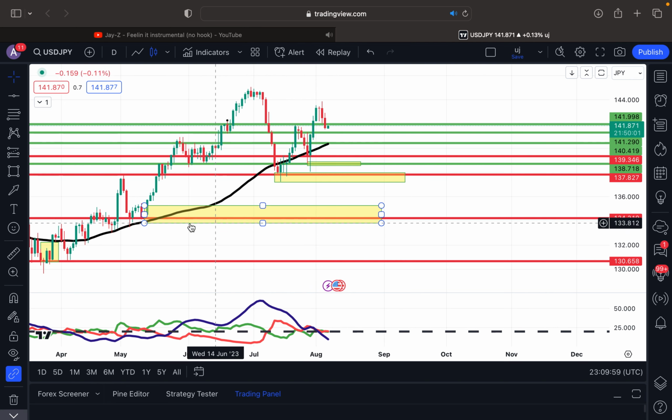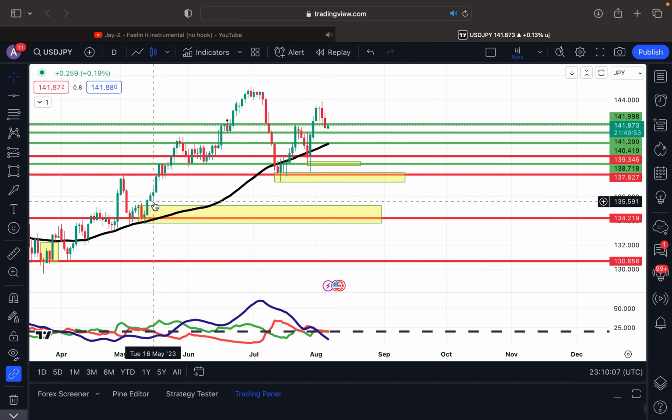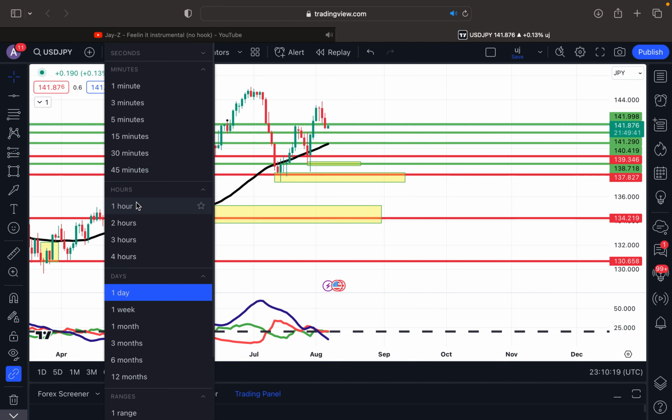As of right now, market structure is in the uptrend, so I would be looking for buys. At these areas, I would have been looking for my bullish engulfing patterns, and I would have entered. Here goes another bullish engulfing pattern entry, another bullish engulfing pattern for an entry. And just a quick example of how I use supply and demand zones, support and resistance.